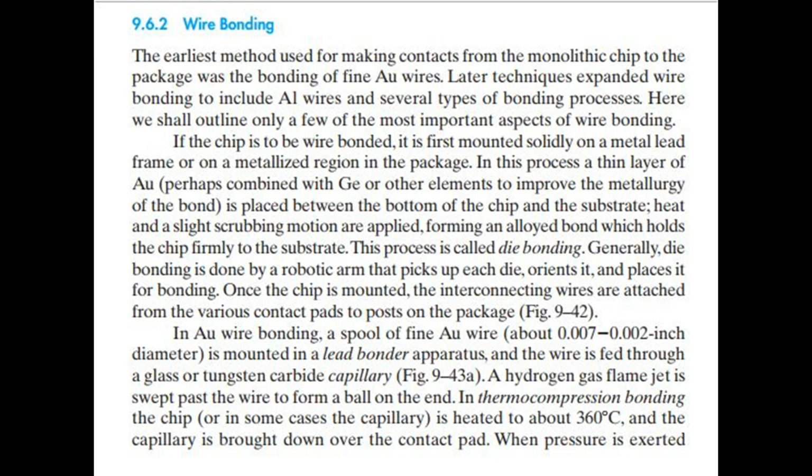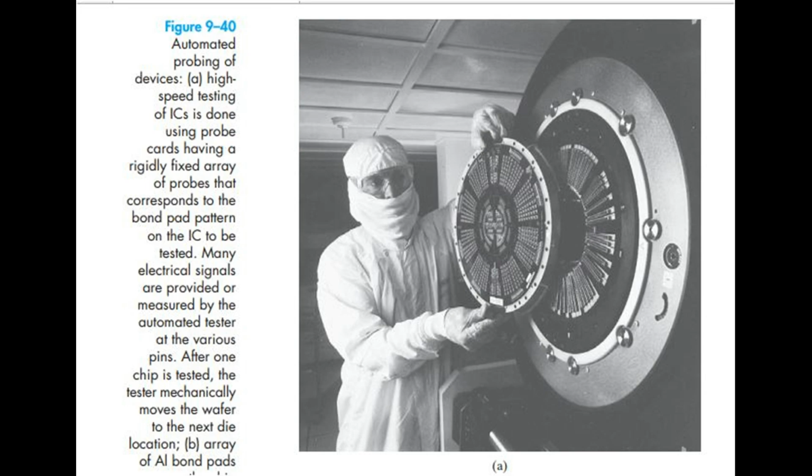A hydrogen gas flame jet is swept past the wire to form a ball on the end. In thermocompression bonding, the chip, or in some cases the capillary, is heated to about 360 degrees Celsius, and the capillary is brought down over the contact pad. When pressure is exerted by the capillary on the ball, a bond is formed between the gold ball and the aluminum pad, Fig 943b.